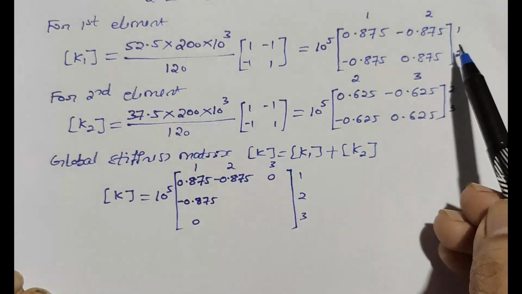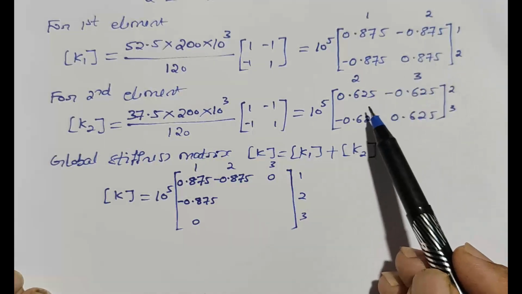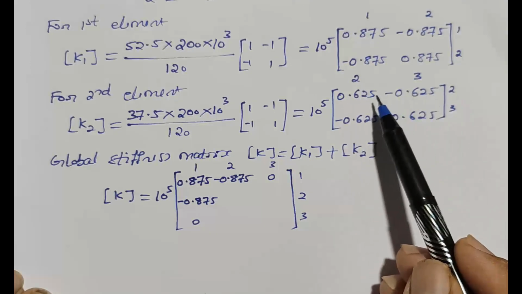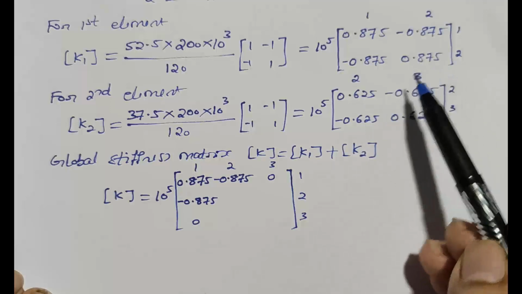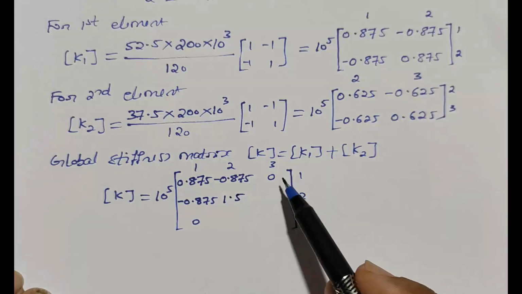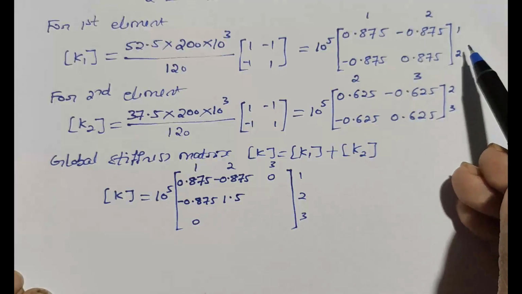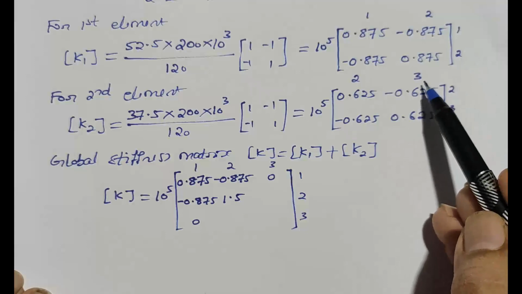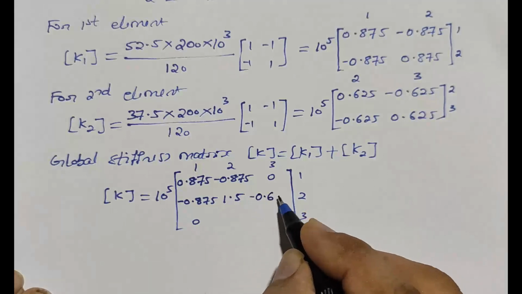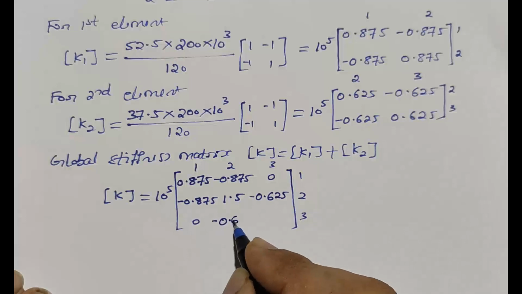Next, the element corresponding to 2 and 2. In the elemental stiffness matrix of the first element, the element corresponding to 2 and 2 is 0.875, and in the elemental stiffness matrix of the second element it is 0.625. So you have to add 0.875 and 0.625. It will be 1.5. Next, the element corresponding to 3 and 2. In K1 we don't have any element corresponding to 3 and 2, but in K2 it is minus 0.625. So due to symmetry here you can write minus 0.625.